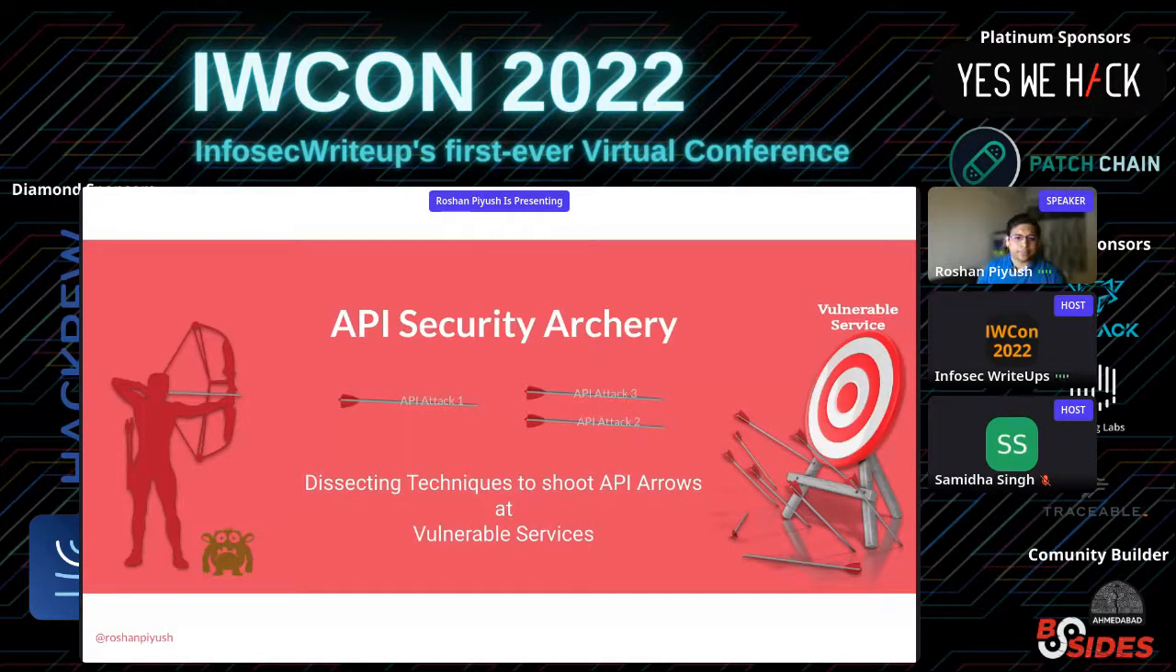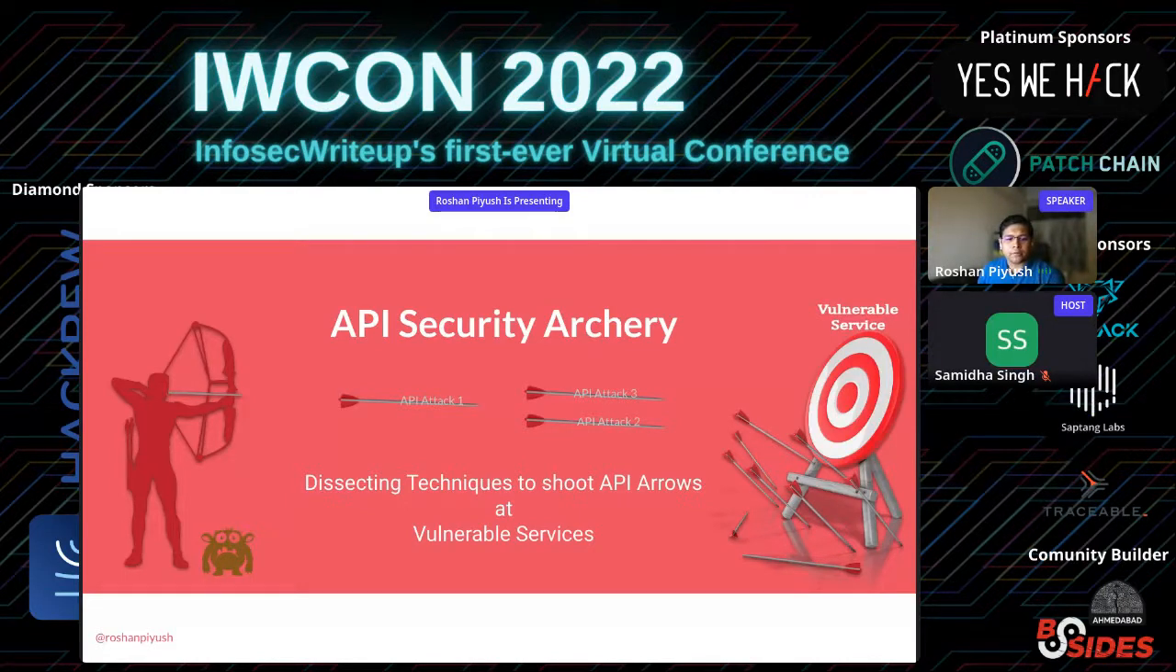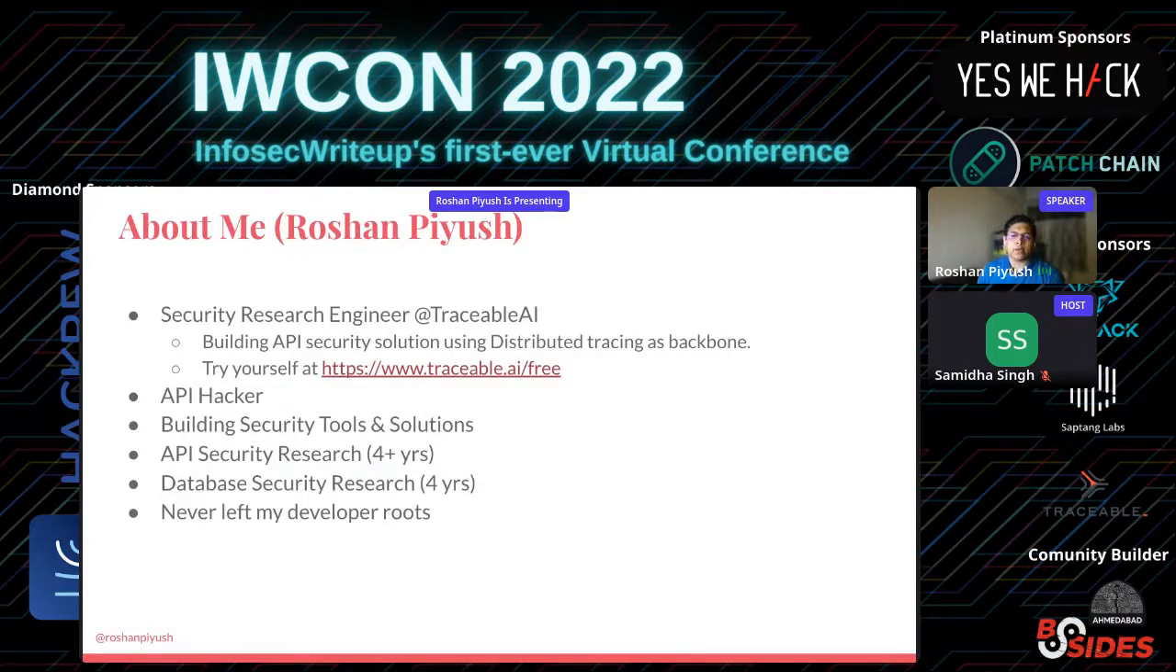Thank you. Hello, everyone. Before we begin, just a quick introduction about me. I'm a security research engineer at Traceable AI. We build an API security solution using distributed tracing as a backbone. Distributed tracing is fairly new to many people, so if you want to understand or learn how, you can go to the Traceable website and try it. And I have been an API hacker for a long time.